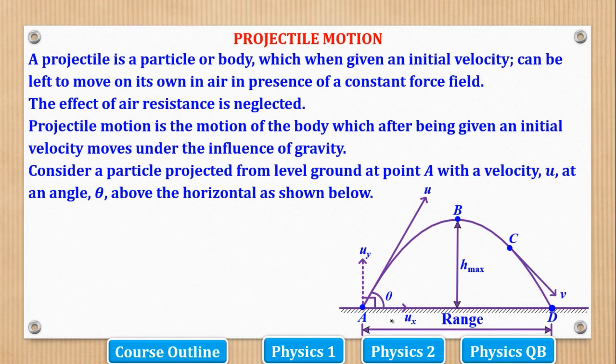At any point there is a velocity v. So this is v, the velocity at any point. Let's consider point C when it is moving downwards. That velocity is also still at an angle, and it can be resolved horizontally and vertically.